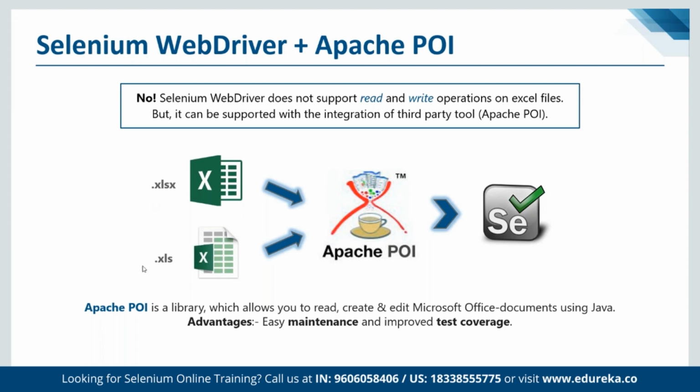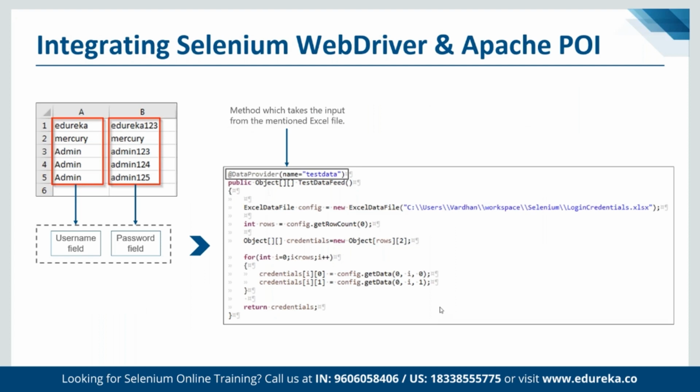So you can use Apache POI to read data from both file formats. This is the latest file format of Excel and this is the old file format of Excel. Apache POI has the functionality which helps you read the data from an Excel file and bring it to your script as an input. Apache POI is basically an API designed to read and write on any Microsoft Office tools.